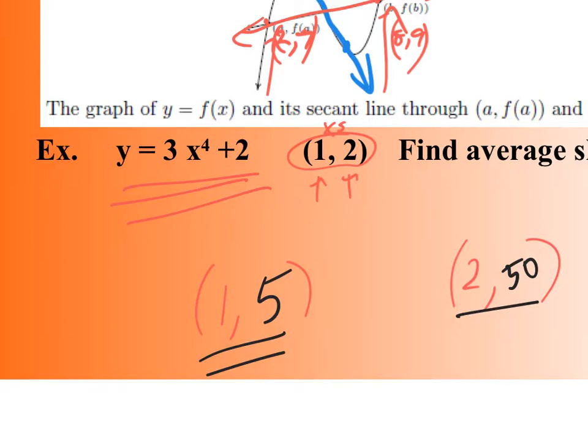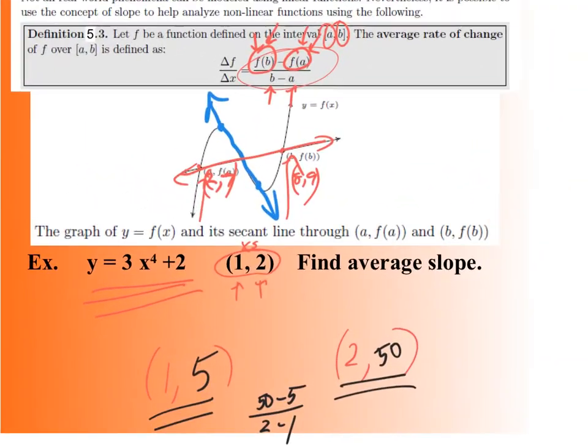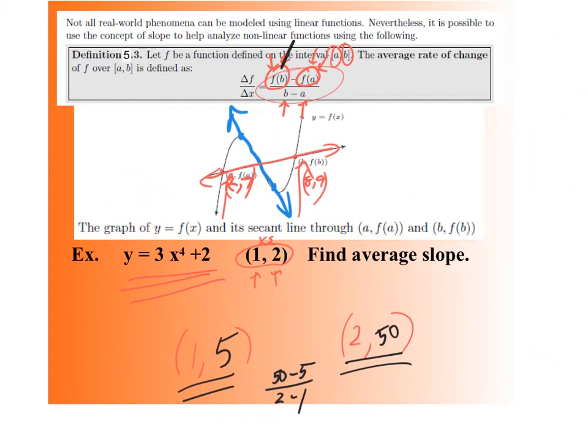Now we've got 2 points. Now would you know how to do it? What would you do? You'd go, hopefully, 50 minus the 5 over 2 minus the 1. Isn't that the exact same thing that they told us to do right here?